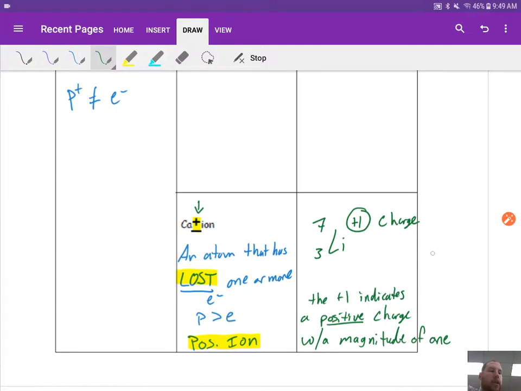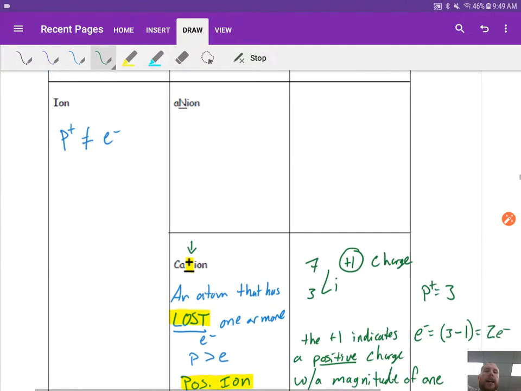So it's telling us that there's now one more proton than there are electrons. My number of protons isn't going to change. There's 3. To get my electrons, I'm going to take the number of protons minus the charge, and there's going to be a total of 2 electrons. That's how we get that. We can still figure out the number of electrons because that charge is indicated there.